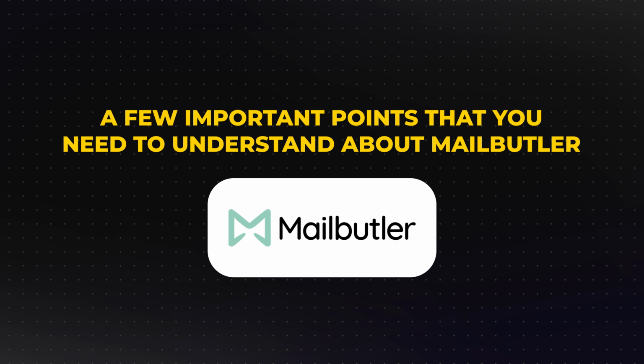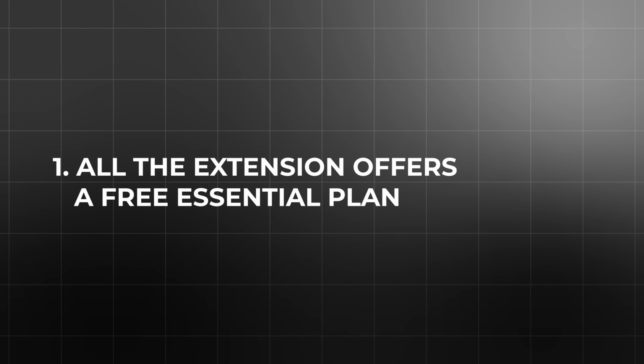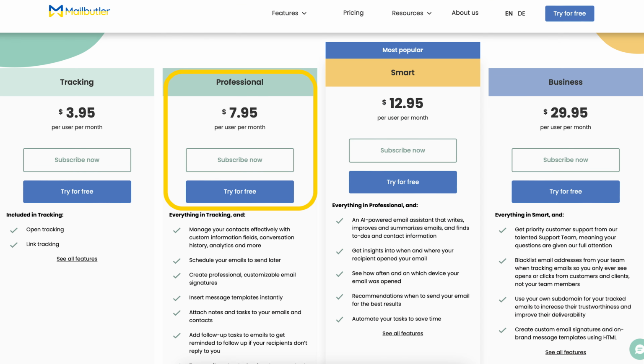Now, before we dive into this setup of how this actually works, there's a few important points that you need to understand about Mailbutler. The first of these is that while the extension offers a free essential plan, the most powerful features like team collaboration and advanced tracking are only available for the paid tiers, which start at about $7.95 per month. The second thing to understand is that some features are very platform specific.